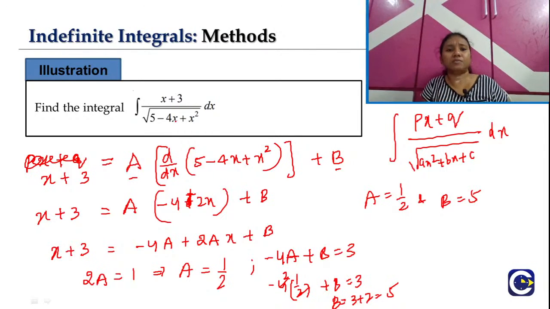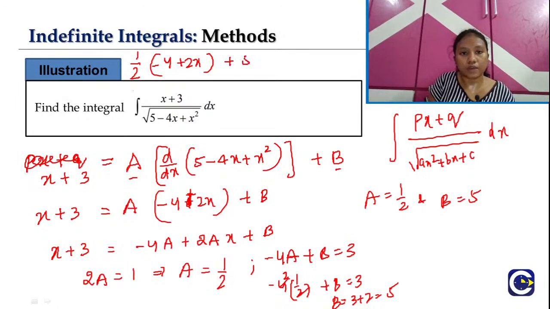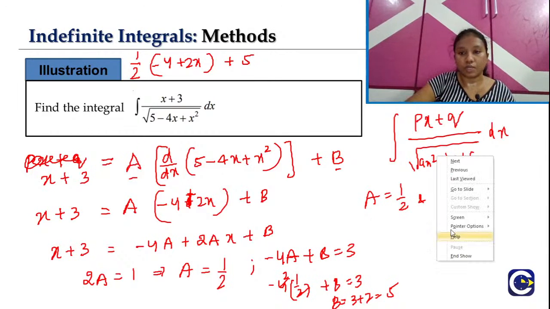I think there was a sign mistake here. No issues. So what is the numerator that we are going to substitute here? That will be a, 1 by 2, right? So it will be 1 by 2 times minus 4 plus 2x, plus 5. So this is the thing which we are going to substitute. So let me erase this.